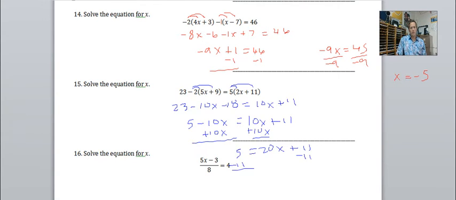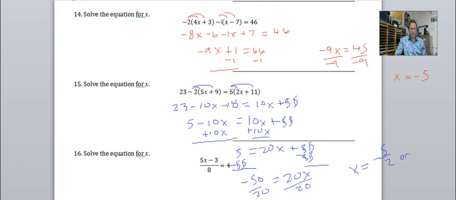Subtract the 11, and whoops, this shouldn't be 11. Remember, when I distribute it, that should have been a 55. So I need to subtract a 55 to both sides. That's how I get a negative 50 equals 20x. And then I'm going to divide both sides by 20, which means you can have x equals a negative 5 over 2, or you can have it equal a decimal negative 2.5. Both mean the same thing. Cool? Alright, keep on going.